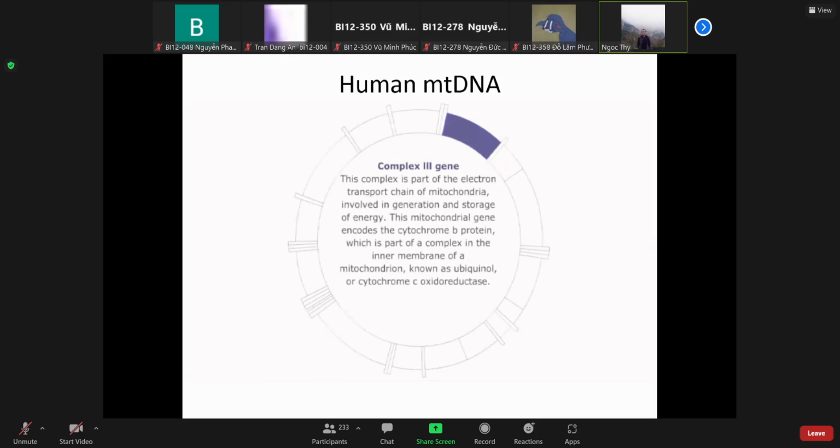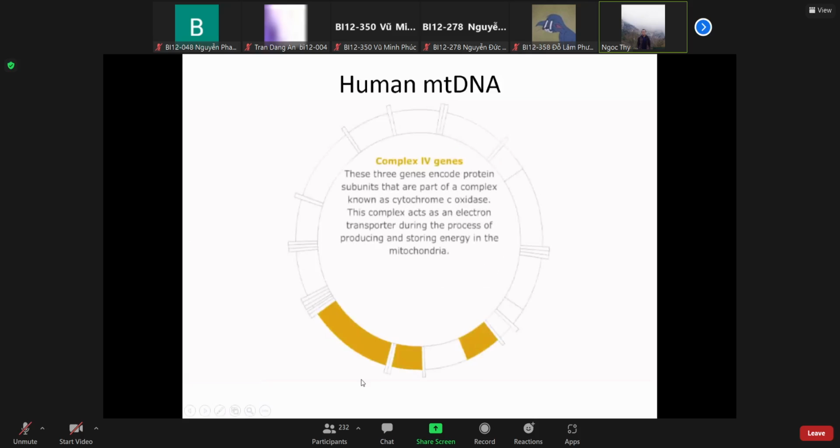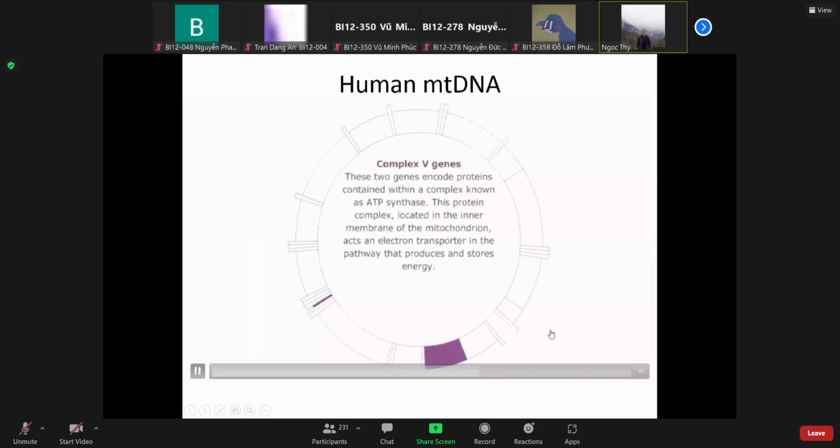Complex 3 genes. This mitochondrial gene encodes the cytochrome B protein, which is part of the inner membrane of mitochondria, known as ubiquinol, or cytochrome C oxidoreductase. Complex 4 genes. These 3 genes encode subunits, which are part of the cytochrome C oxidase complex. This complex acts as an electron transporter during the process of producing and processing energy in mitochondria.